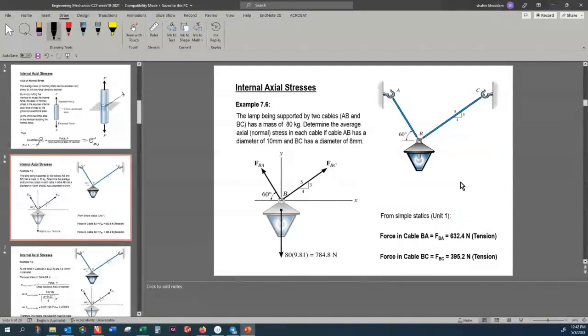All right, so now let's go to a problem. I have a problem for you. Please, everyone, I give you 5 minutes. In 5 minutes, would you just try to find stresses inside cable AB and BC? So 5 minutes.